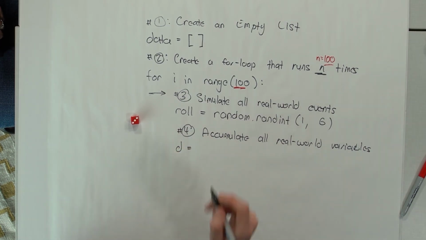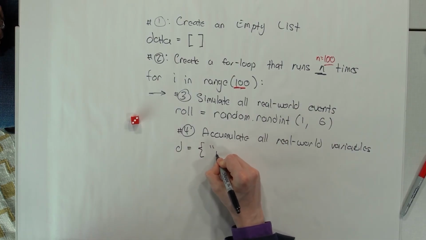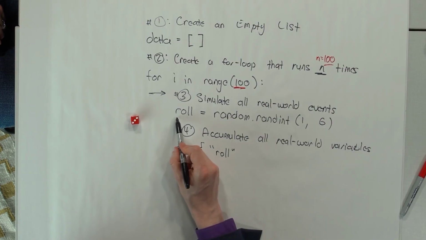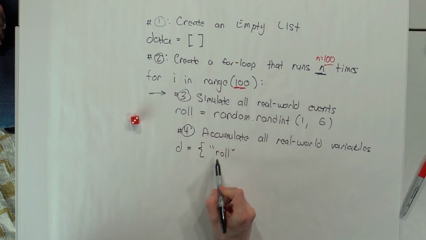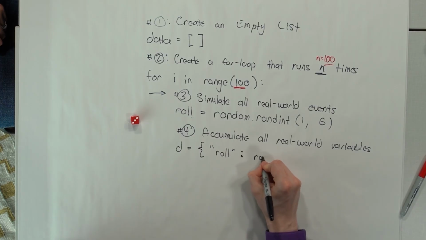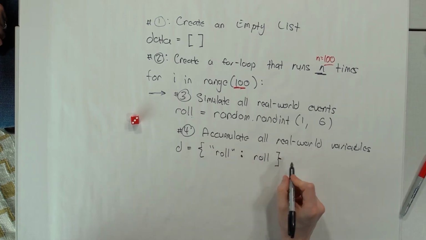And the format of this dictionary is I'm going to have a curly brace, and I'm going to have quotes, and put the name of the variable inside of the quotes. So the variable name was called roll, so I'm going to have roll inside of quotes, followed by a colon, followed by the name of the variable without a quote. And then I need to close my curly braces.